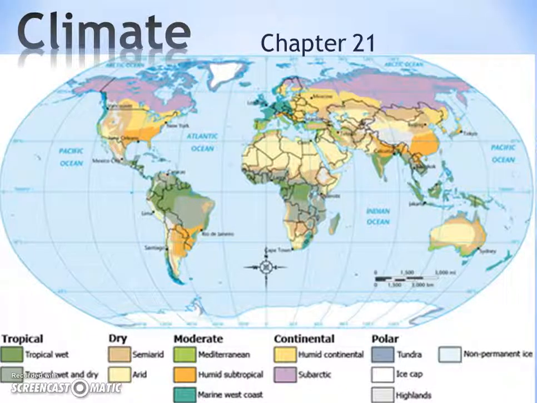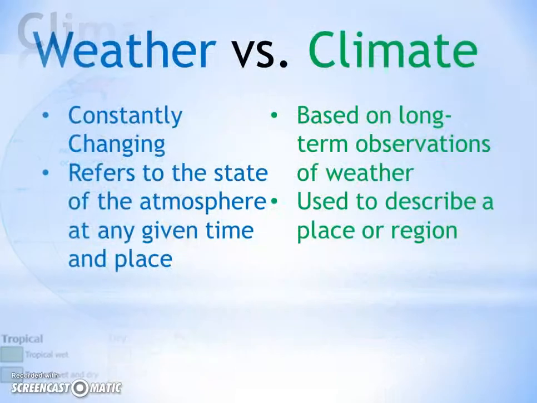Chapter 21, Climate. So we've talked a little bit about weather. Let's talk about climate. There's a difference between the two. Weather is going to be constantly changing, and it's going to refer to the state of the atmosphere at any given time and place. Climate is based on long-term observations of weather, and it's going to be used to describe a place or a region.